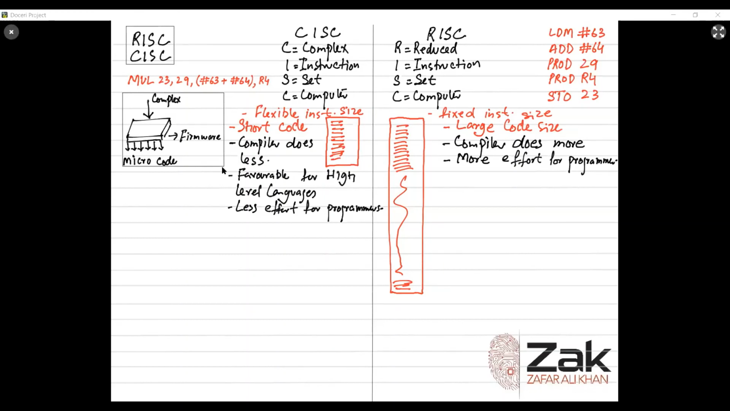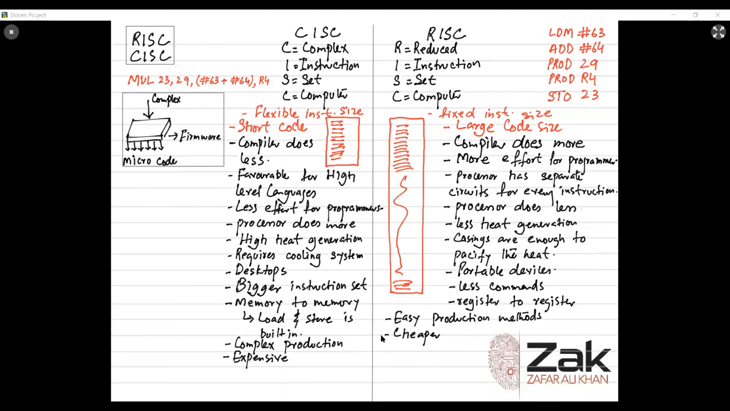So now we know that this CISC processor bears a firmware thing. The firmware breaks the complex instruction to the form which is easier to be executed by the processor, whereas in RISC the programmer itself writes the code that is simpler. Now over here the processor does more. Over here the processor does less, because the processor would have the extra duty of converting the complex code to microcode over here. High heat generation.